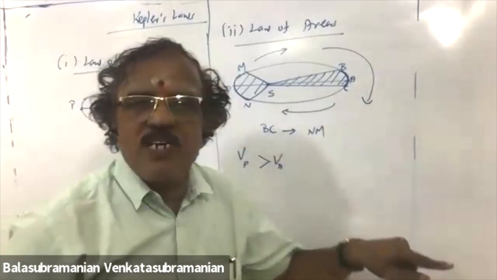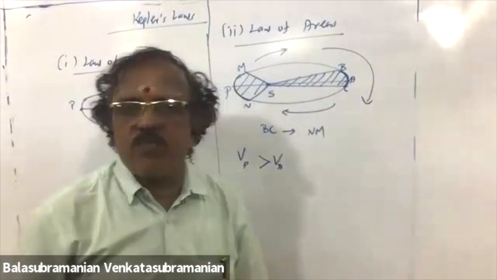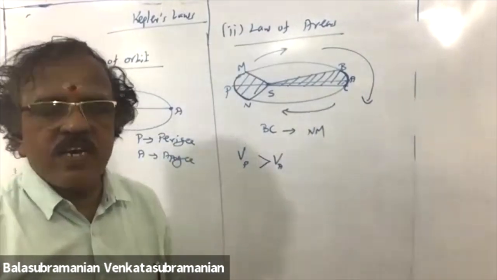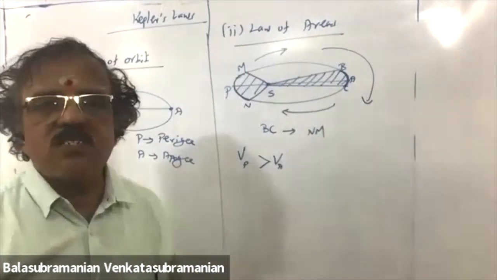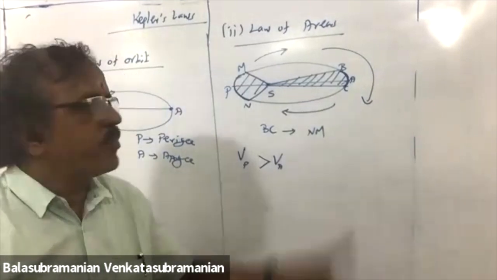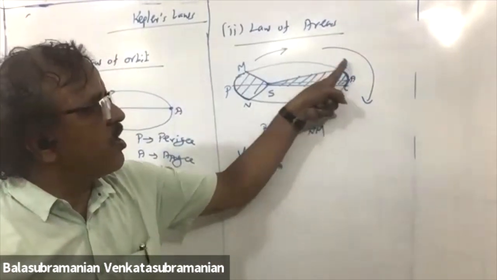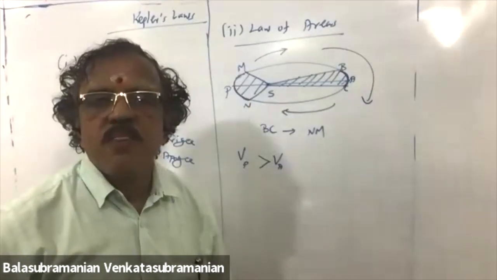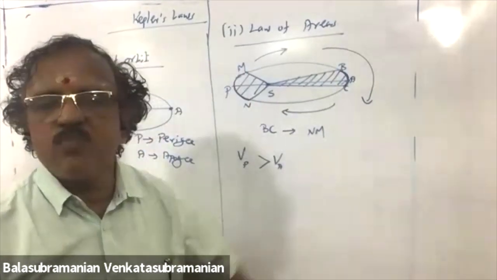Covering unequal distances in equal intervals of time, so velocity should be different. Perigee position, the velocity is more. Apogee position, the velocity is less. It is not only here: for B to C distance and N to M distance, the velocity is less near the apogee.